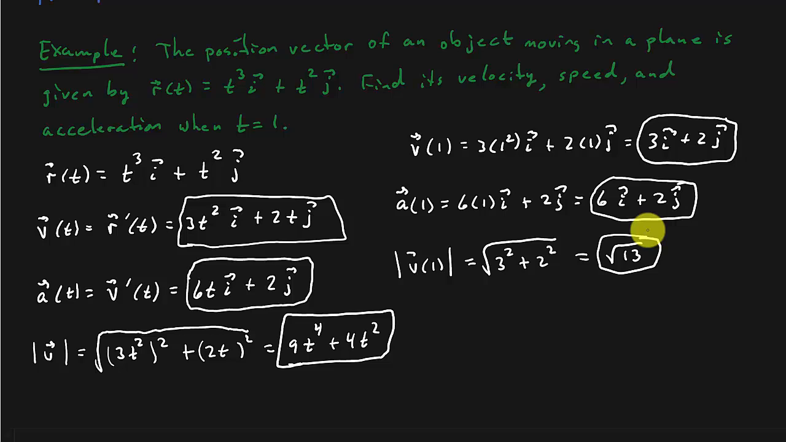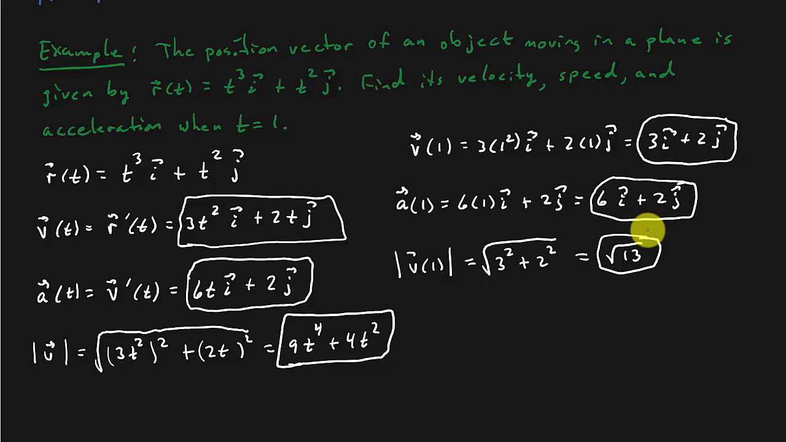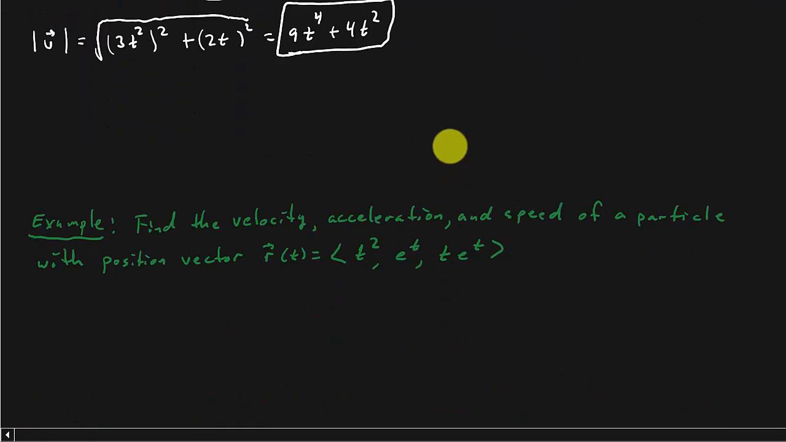I mean, it's just like what you did before when you were in probably Calculus 1, when you had a position function and the derivative of that was the velocity. Derivative of velocity was acceleration. Same thing. We've got vector functions, though. That's the difference.